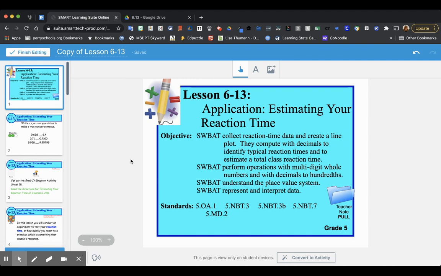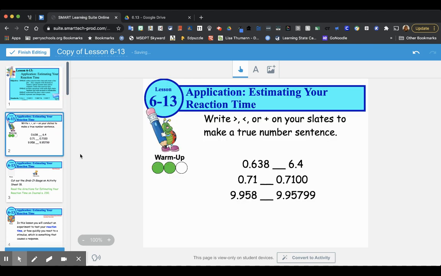We'll be able to perform operations with multi-digit whole numbers and with decimals to the hundredths. We'll be able to understand the place value system and represent and interpret data. So before we get started, let's do a little warm up. You're going to write greater than, less than, or equal.